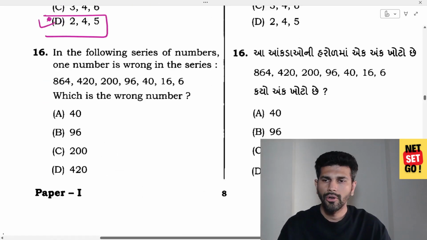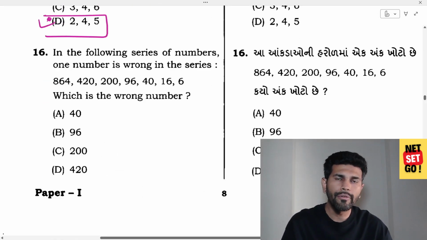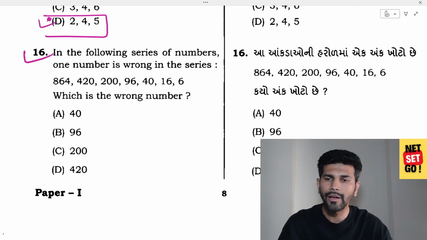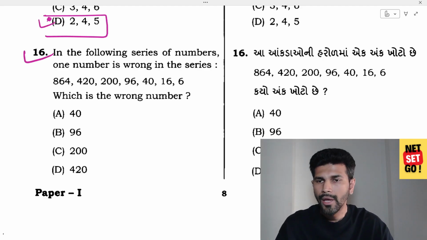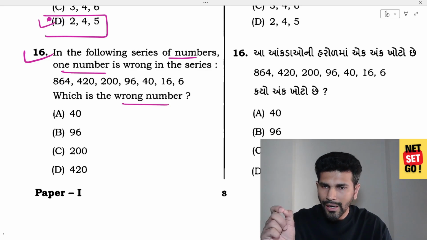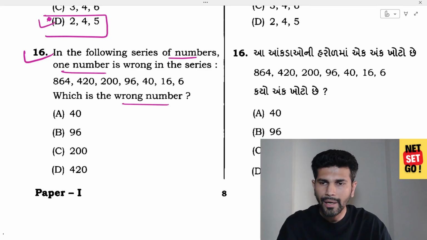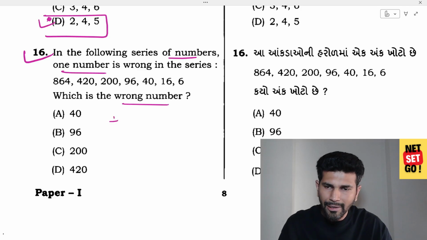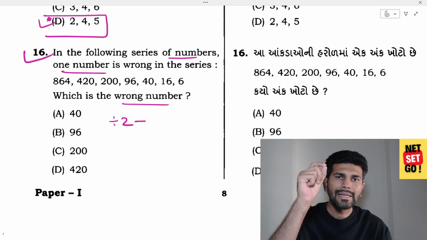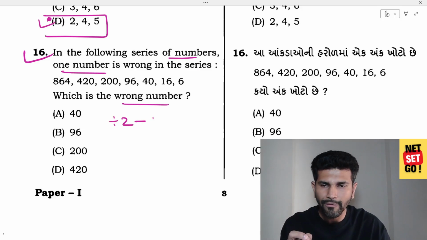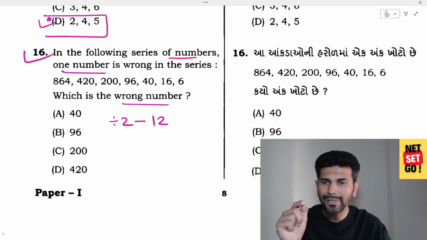Clear? So question number 11 to 15 were related to teaching aptitude. Question number 16 to 20 are from mathematical reasoning. In the following series of numbers, one number is wrong in this series. Which is the wrong number? In this sequence we have to divide every number by 2 and deduct decreasing even numbers starting from 12. Then we get the next number.